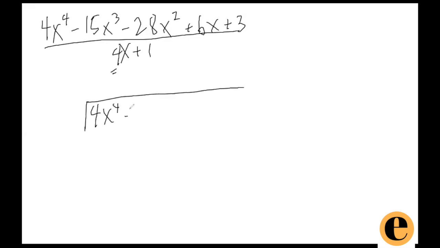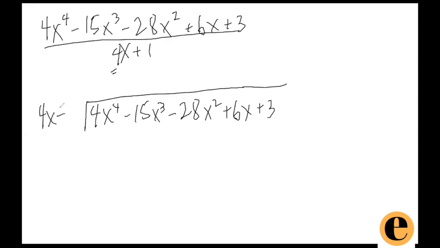4x raised to 4 minus 15x cubed minus 28x squared plus 6x plus 3. Okay. First term divided by the first term, 4x raised to 4 divided by 4x. Ang sagot is x cubed, right? X cubed times 4x plus 1, that would be 4x raised to 4 plus x cubed. Subtract natin siya.